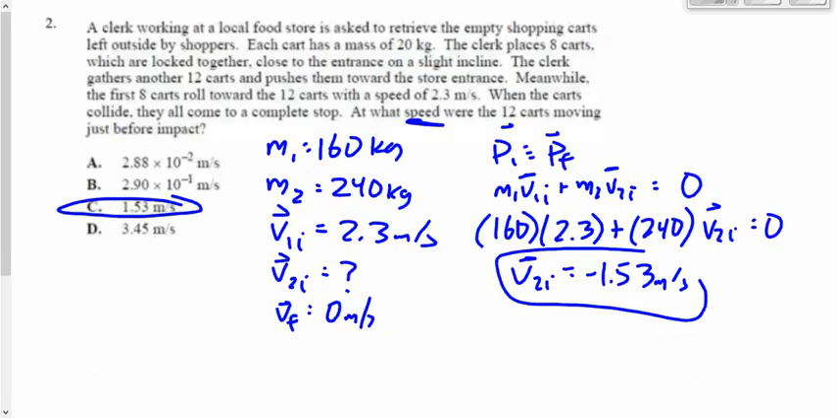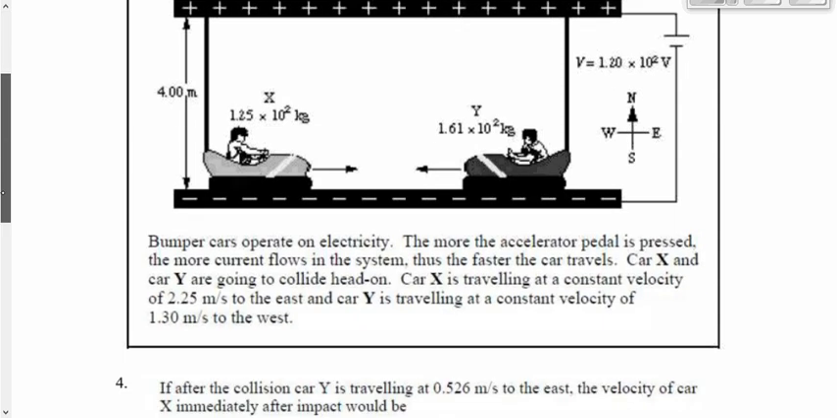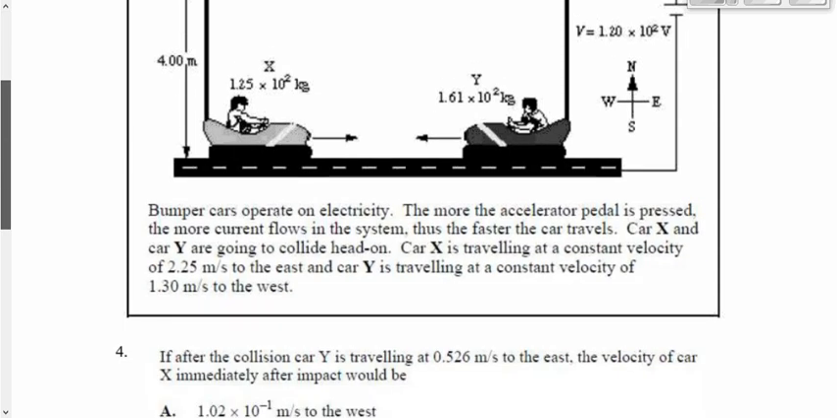Okay, and lastly, number 4. Bumper cars operate on electricity. The more the accelerator is pressed, the more current flows in the system, thus the faster the car travels. They still don't travel very fast, right? You put it on the floor, and it barely moves at all. They need to speed those things up, right? Like make it fun, speed them up a little bit.